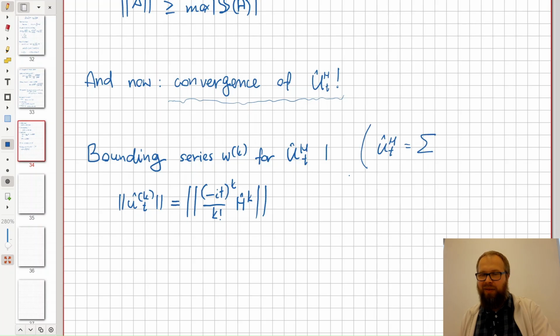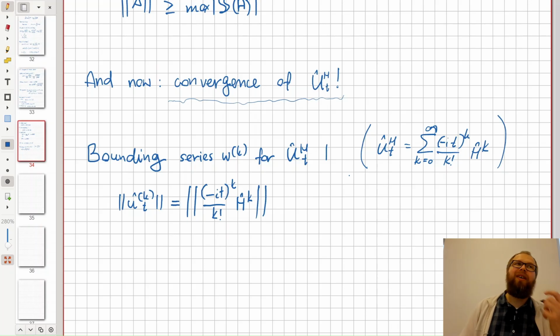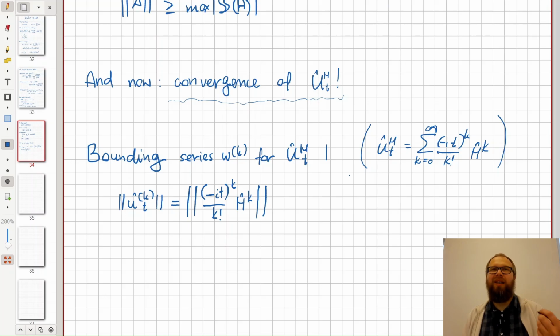Just, if you forgot somehow, our evolution operator supposedly is this, the sum over k of (minus i t H) to the power k over k factorial. Right, the Taylor series for the exponential function, just to remind us. So now this is a norm. We already know that the series made out of norms is a good bounding series.